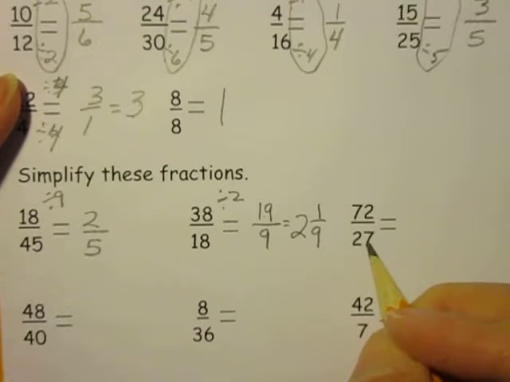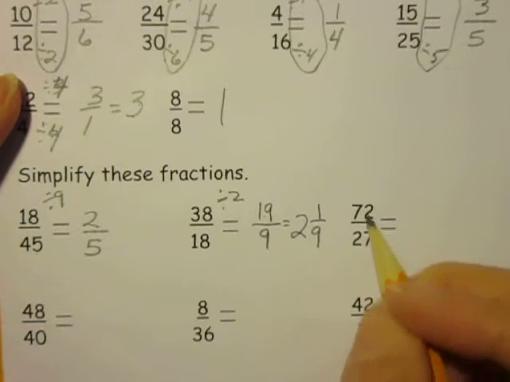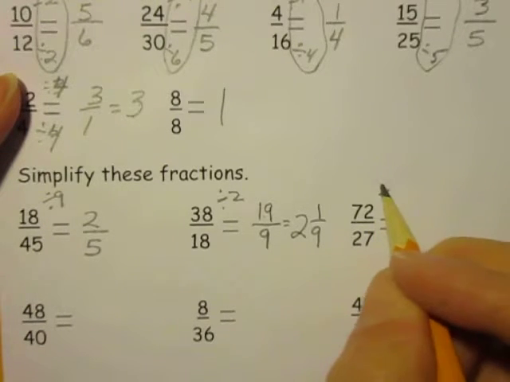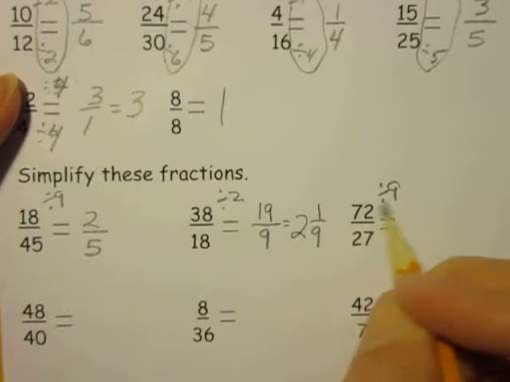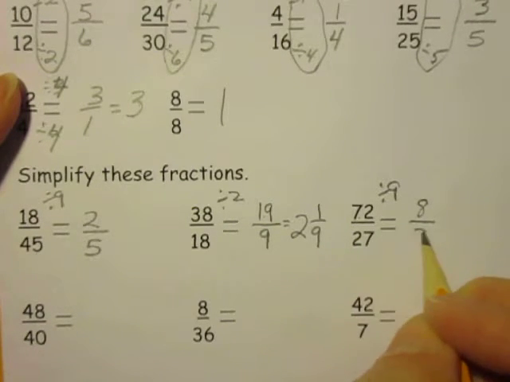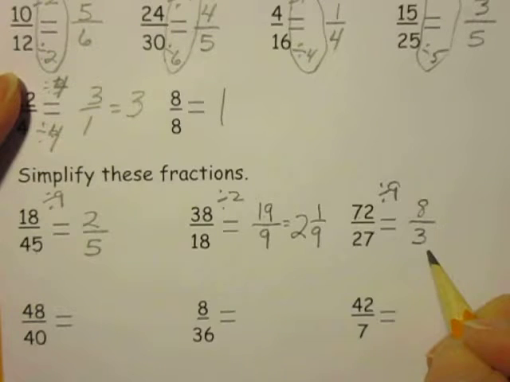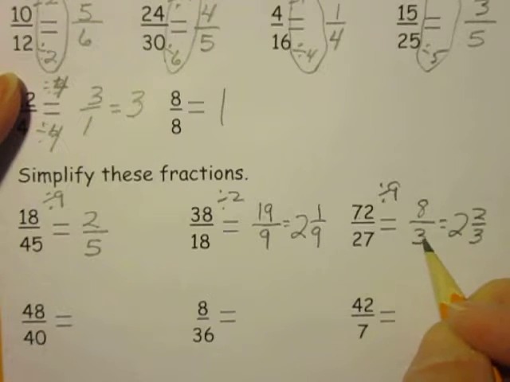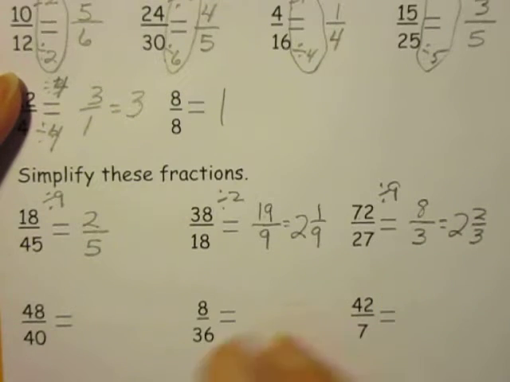On this one here, 72 and 27, those are kind of big numbers. I've got that they can both be divided by 9, so I might as well go with that. 72 divided by 9 gives me 8. 27 divided by 9 gives me 3. Now I recognize that 3 can go into 8 2 times with 2 left over. So I converted from an improper fraction to a mixed number after I reduced. So many times you will do both of these skills.